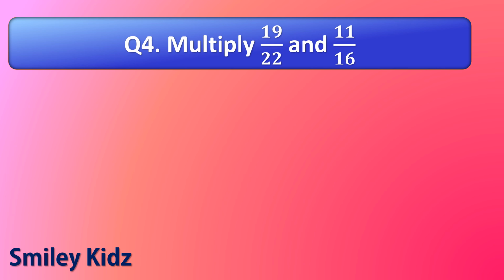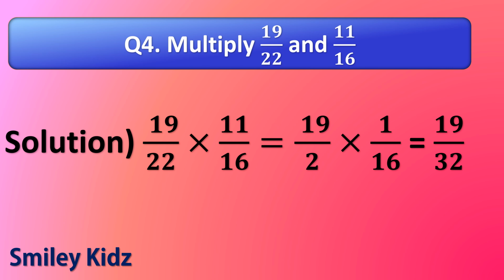But how to multiply rational numbers? Arey, I forgot. Yes, I got it. It's just simple. Product of the numerators by product of the denominators. Before multiplying, we can check whether we can simplify them. Yes, we can simplify. 11 ones are 11, 11 twos are 22. Then it will be 19 by 2 into 1 by 16. That is equal to 19 by 32. Therefore, the product is 19 by 32.